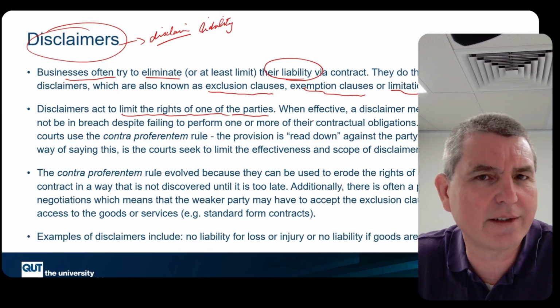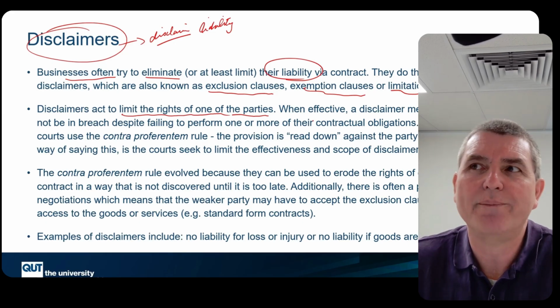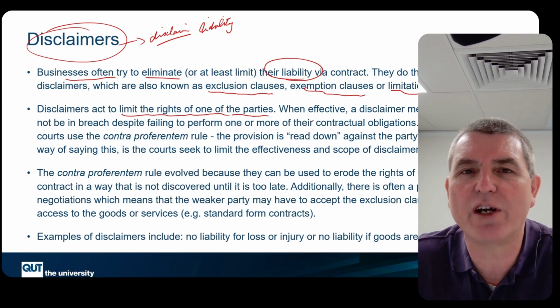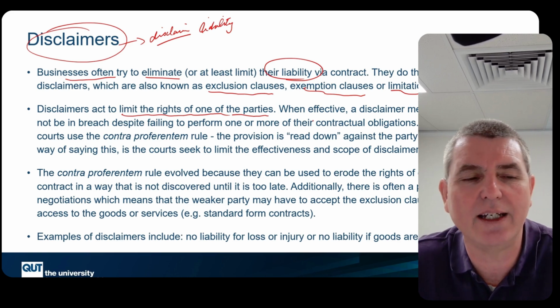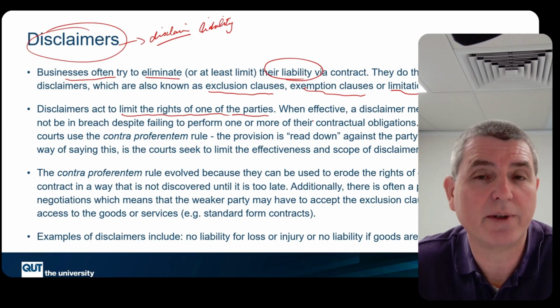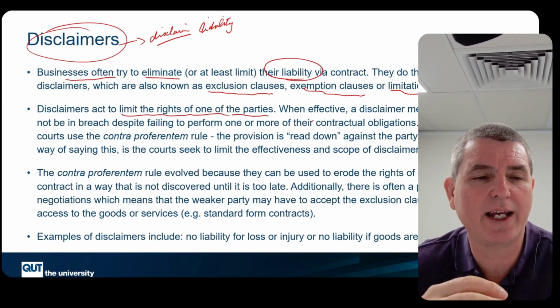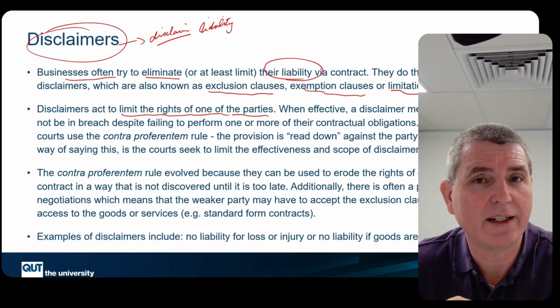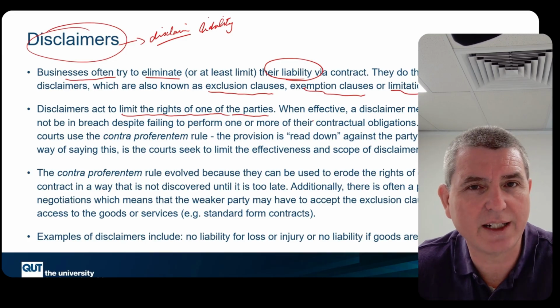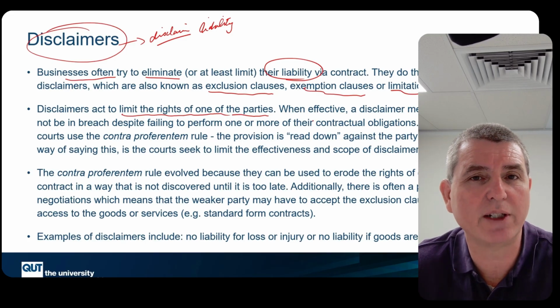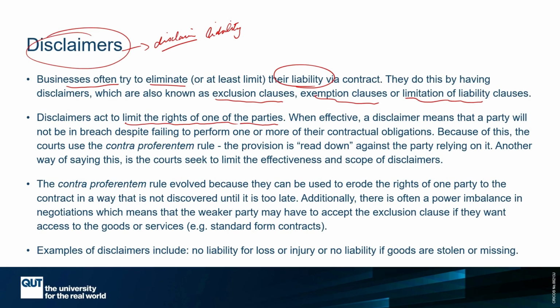Okay, so how does the court approach this? Well, it reads these terms in a very specific way. We have the Latin here, contra proferentem, which is saying it's read against the person relying on that term. Another way of saying that is these terms are read very narrowly, something we'll get into when we look at how these rules apply. So the provision or term is read down against the party relying on it. And in that way, they're trying to stop the erosion of the rights of one party in the contract.